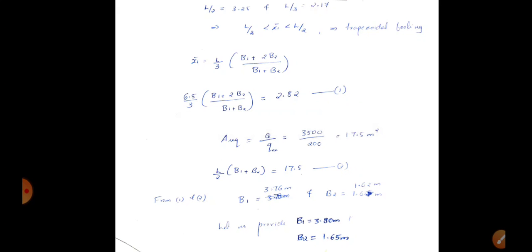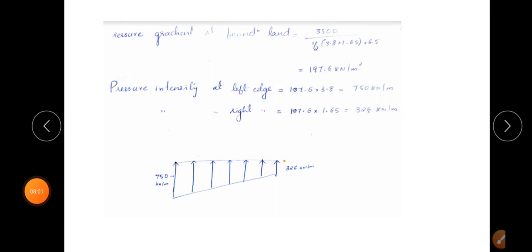Okay, and by solving equations 1 and 2, we will get B1 as 3.76 meter and B2 as 1.62 meter. And we can approximate B1 as 3.8 meter and B2 as 1.65 meter. Okay, so this is the design part. So we have found the dimensions L, B1 and B2. Okay, so the last step is the pressure gradient.